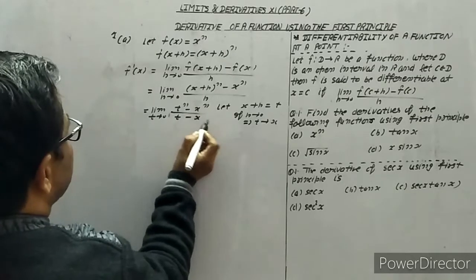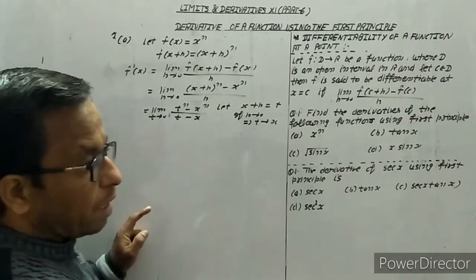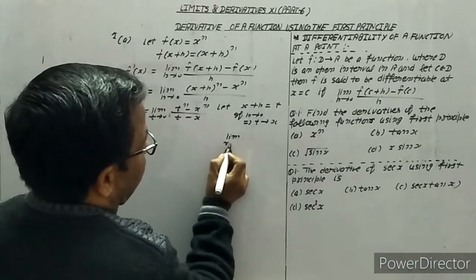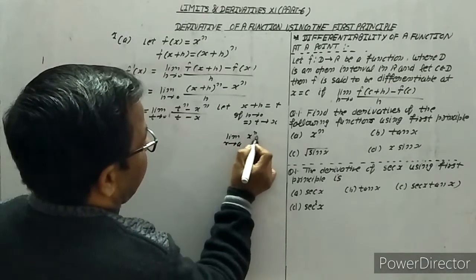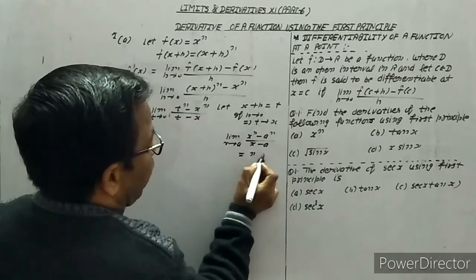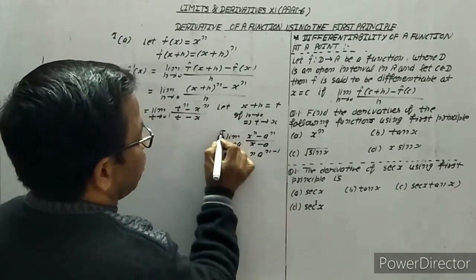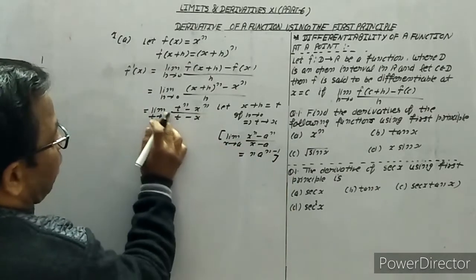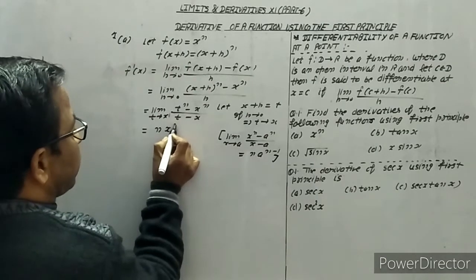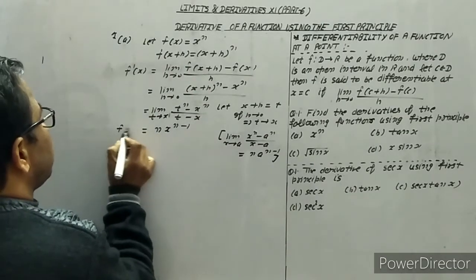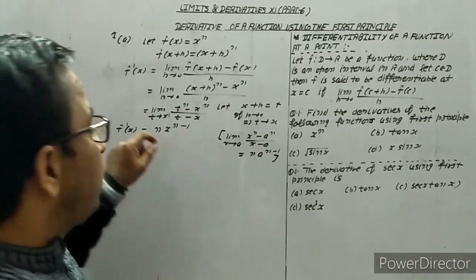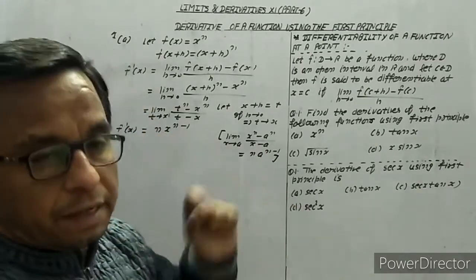Now here we are going to use that rule, that limit. What is the rule? Limit x tends to a of x raised to power n minus a raised to power n upon x minus a equals n into a raised to power n minus 1. Same rule we are using here. So this becomes n into x raised to power n minus 1. So this is the derivative of this function, and later on we will use this rule directly.